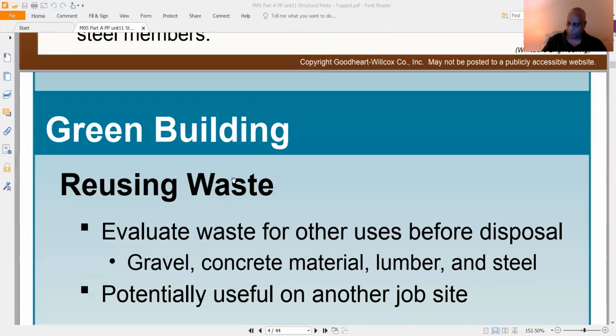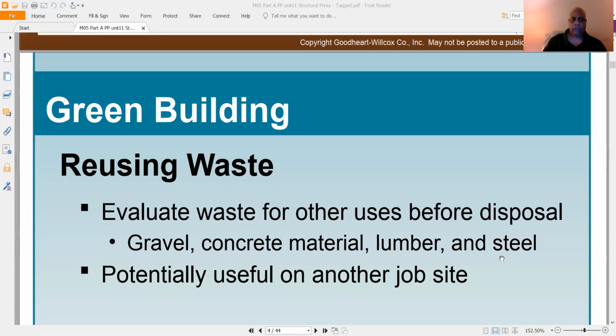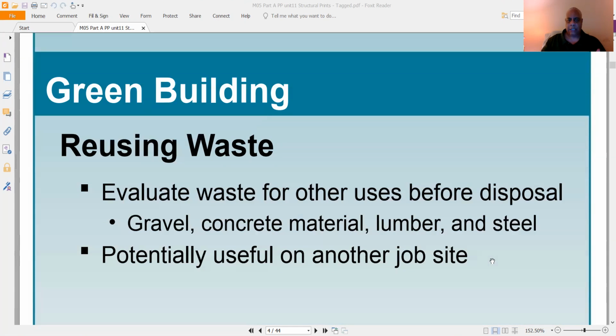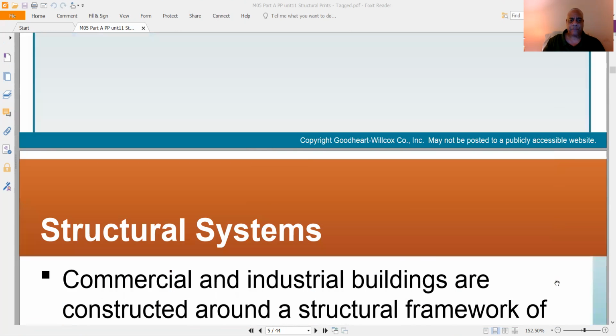Okay, now, first, we get into green building. Now, why do we use green buildings? Well, we're basically reusing waste. We're also evaluating waste for other uses before disposal. Now, when we deal with construction materials, we can recycle them like gravel, concrete material, lumber, and steel. And these materials can be useful on other sites.